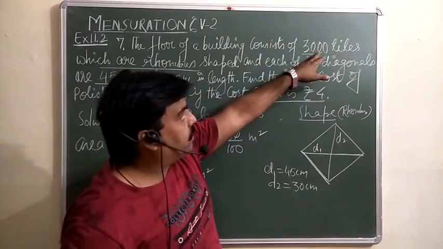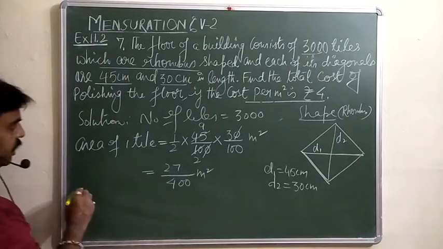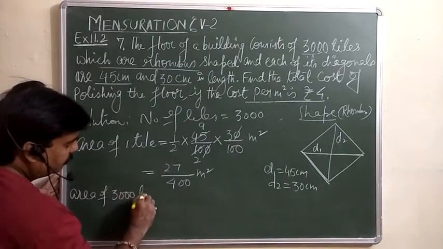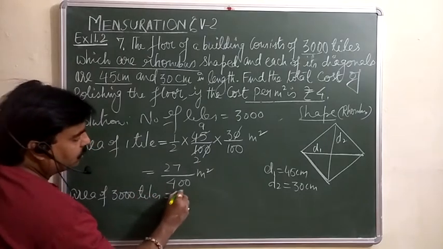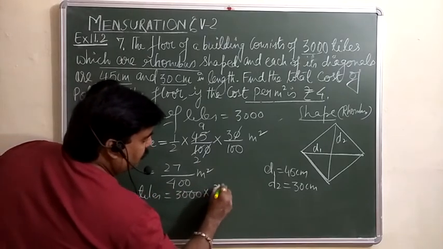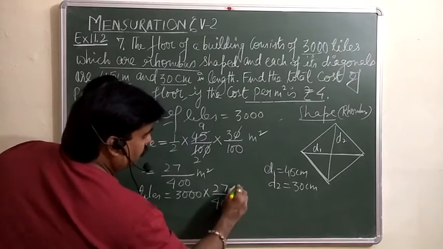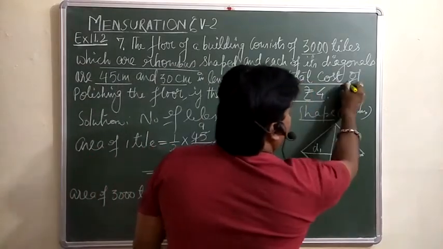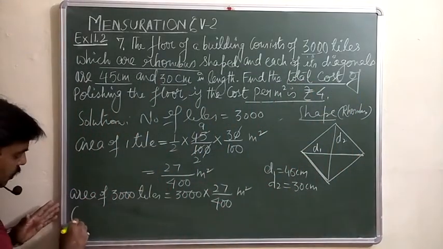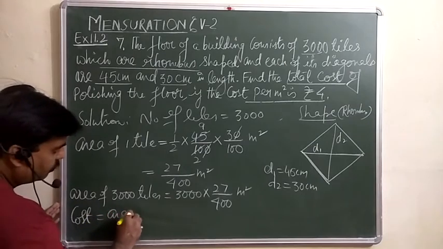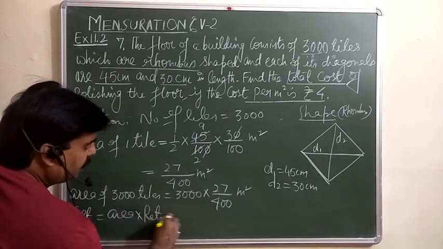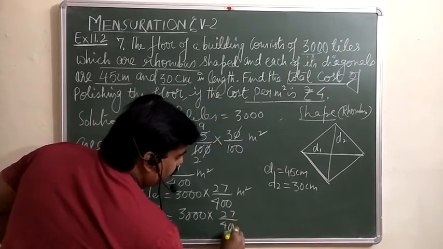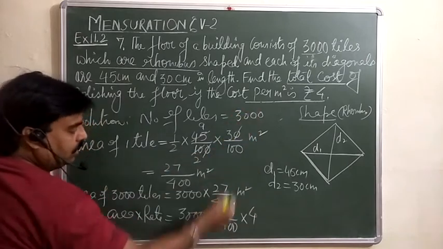But how many tiles are there? 3000 tiles. So you must calculate the area of 3000 tiles. Area of 3000 tiles will be equal to 3000 into 27/400. This is the area of the 3000 tiles. Rate is already given, and we are interested in cost. The cost is equal to area into rate. Our area is 3000 into 27/400 into rate is 4. So you can solve this.